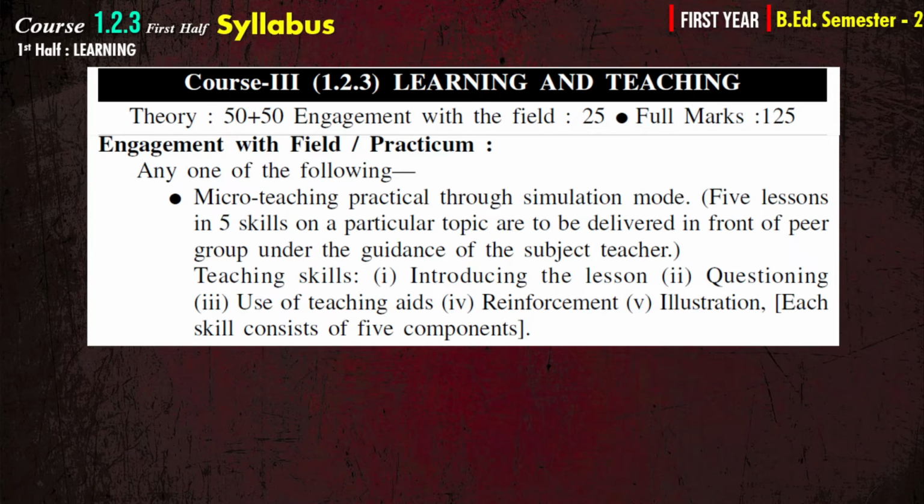In engagement with fieldwork or practicum, you have to do any one of the following practicum. Microteaching practical through simulation mode. 5 lessons in 5 skills on a particular topic are to be delivered in front of peer group under the guidance of subject teacher. Here the teaching skills are introducing the lesson, second one is questioning, third one is use of teaching aids, fourth one is reinforcement and fifth one is illustration. Each skill consists of 5 components.